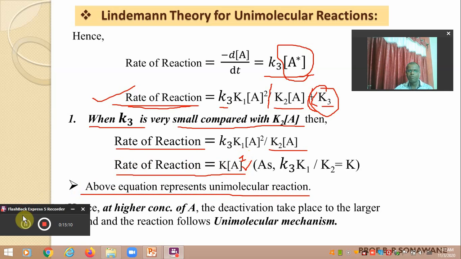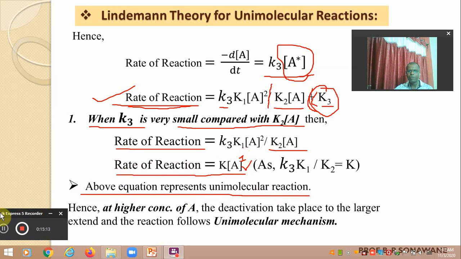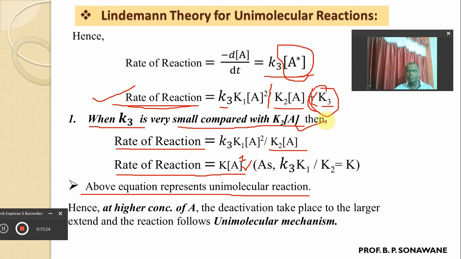It means that whenever K3 is smaller and K2 into A is greater, that is, the concentration of reactant A is very high, then the deactivation takes place to a larger extent and the reaction follows the unimolecular mechanism, and it will be called a unimolecular reaction.